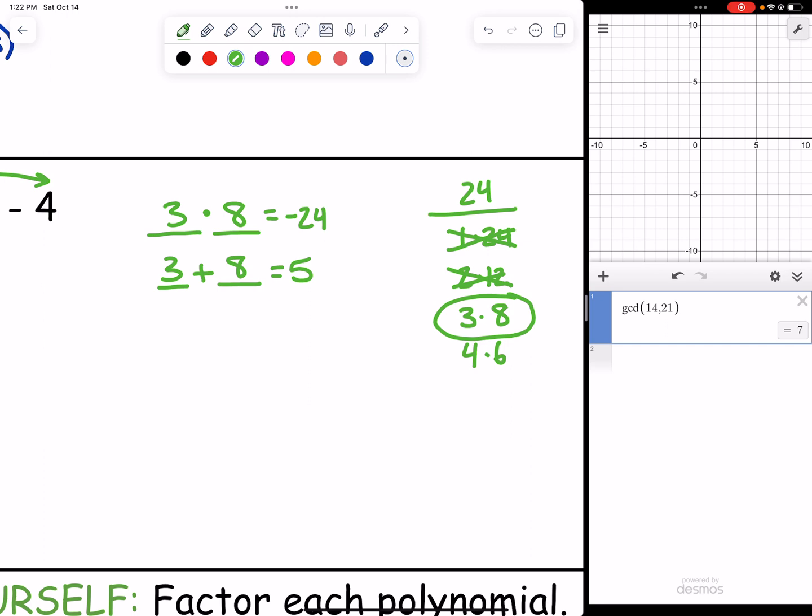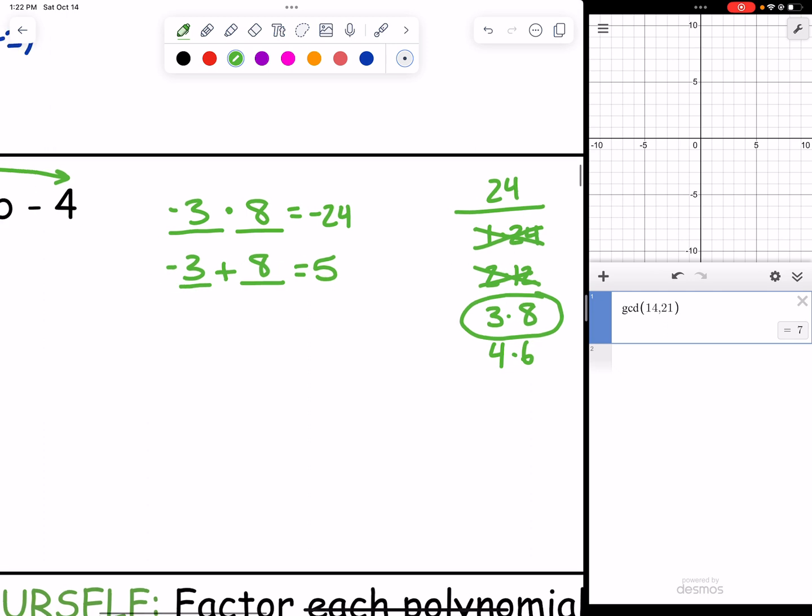So this is the one where you want your larger number to be positive. So we want to make it a -3, because -3 plus 8 would give us +5, and -3 times 8 would be a -24.